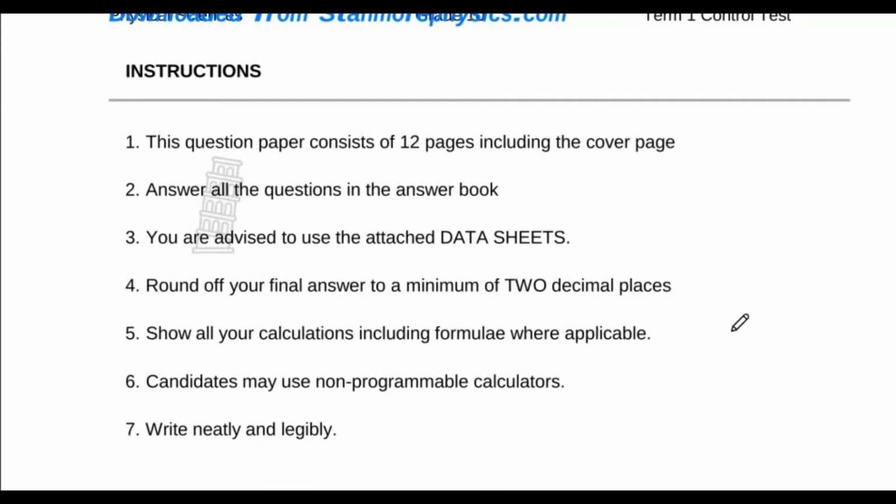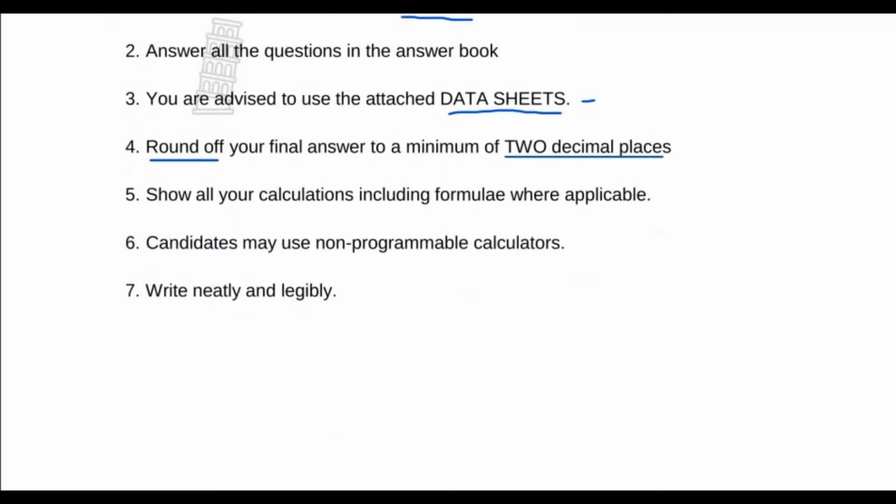An important thing is the instructions. So the first one tells you the number of pages. Always double check to make sure that indeed it is the number of pages that are mentioned. Another thing that is important, check your data sheet. Check that your formula sheet is there because it's supposed to be provided to you. And then another important one is rounding off, and you are told that you need to round off to 2 decimal places. So if you provide your answer to 3, 4 decimal places, you will be marked wrong.